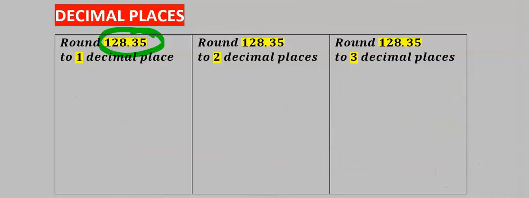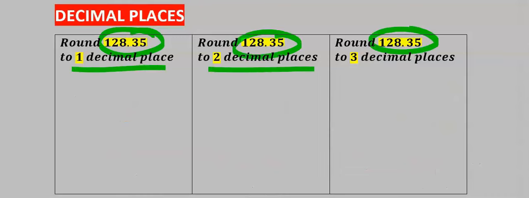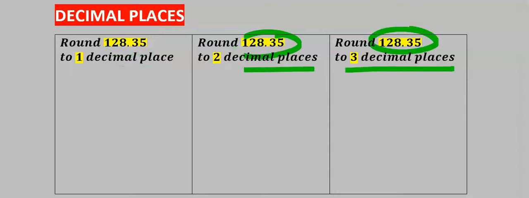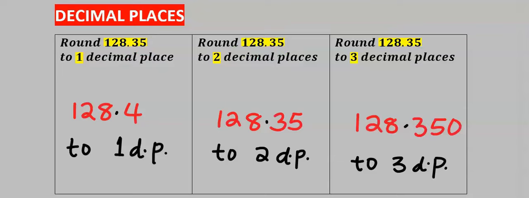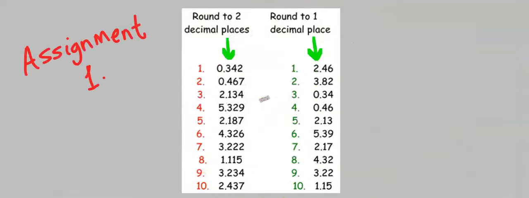Next, round each of these values to the given decimal places. If you have solved correctly, these are our answers. Here, I need to add 0 to make up for the third position. Complete the following tasks.